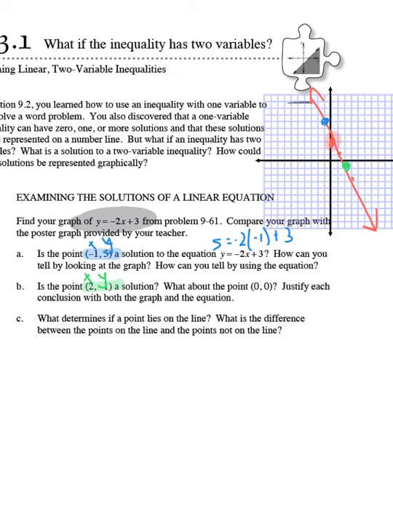If we tried the point 0 comma 0, 0, 0 is here. That is not on the line. And when we plug 0 into the equation, 0 equals negative 2 times 0 plus 3. It's not true. 0 does not equal 3.